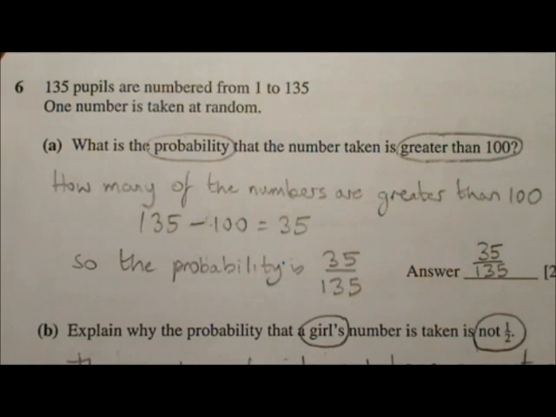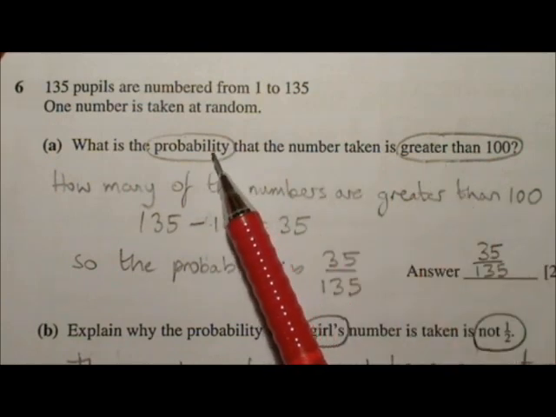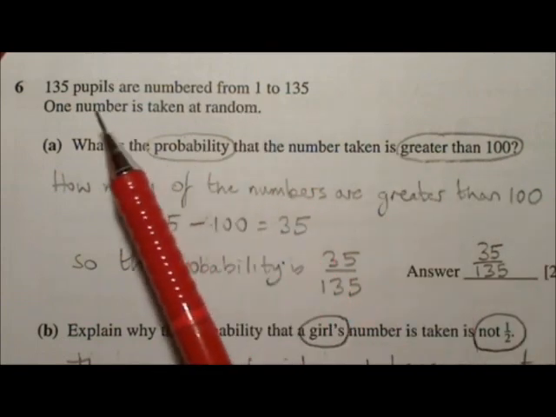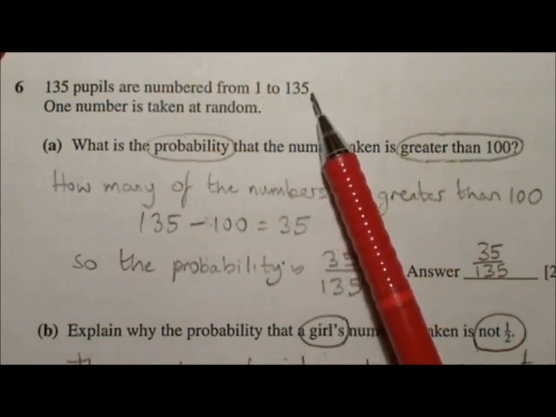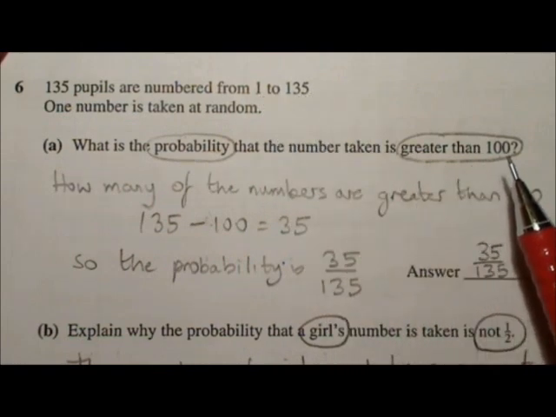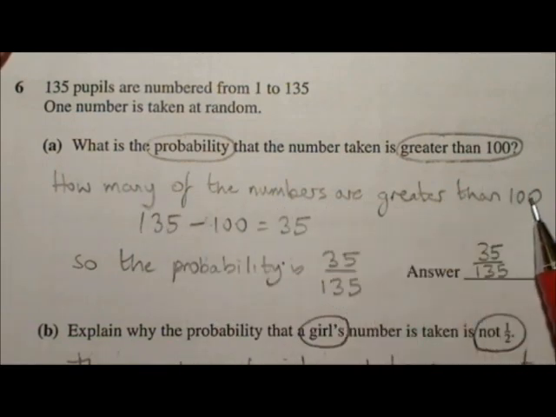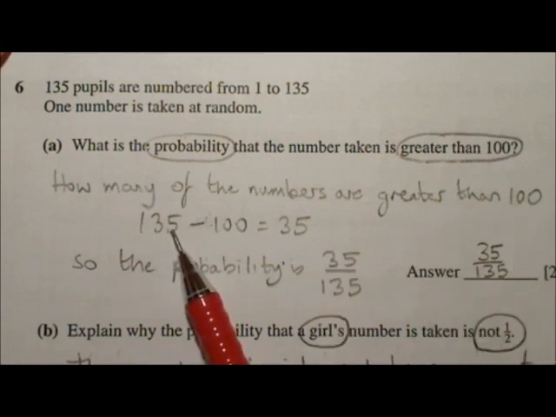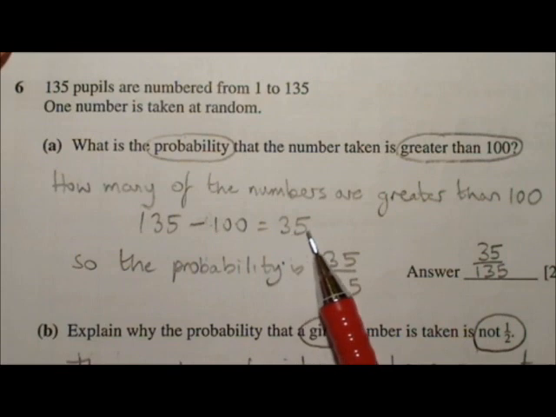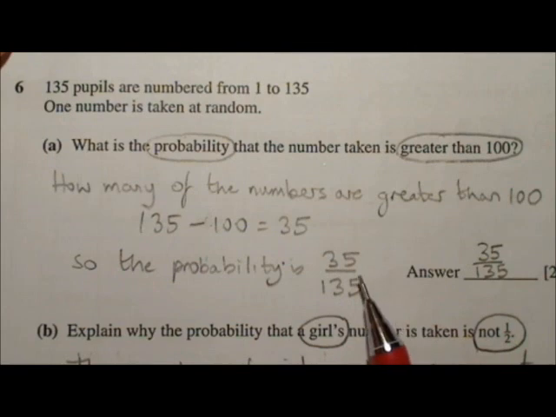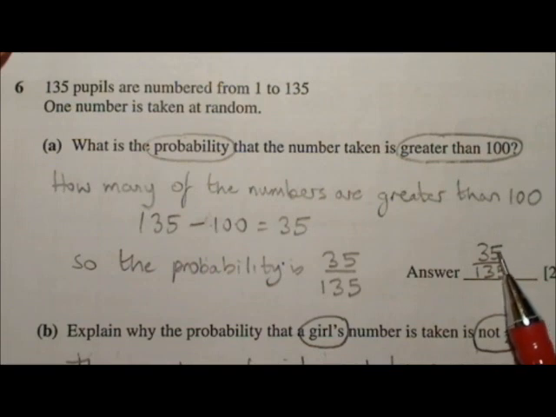Okay, for 6a then, what we want to find out is the probability that the number taken is greater than 100. So the numbers are from 1 to 135, and one number is picked at random. So what we need to find out is how many of the numbers are greater than 100. So we've got a total of 135, take away 100 gives 35 numbers that are greater than 100. So the probability then is 35 out of the total, which is 135. So our answer is 35 over 135.